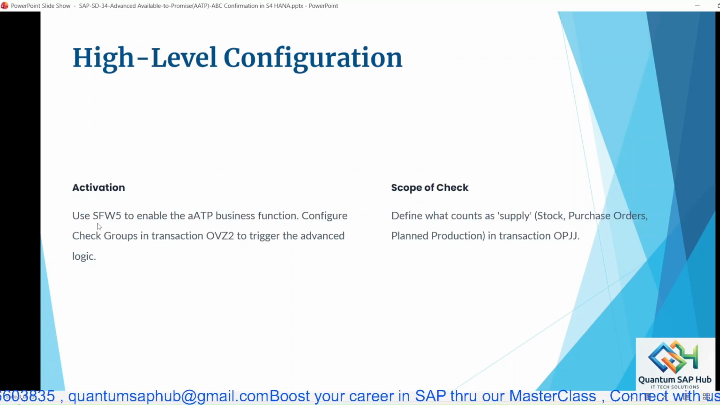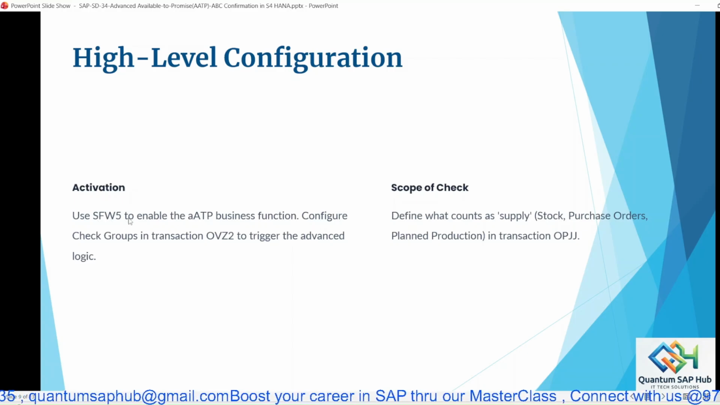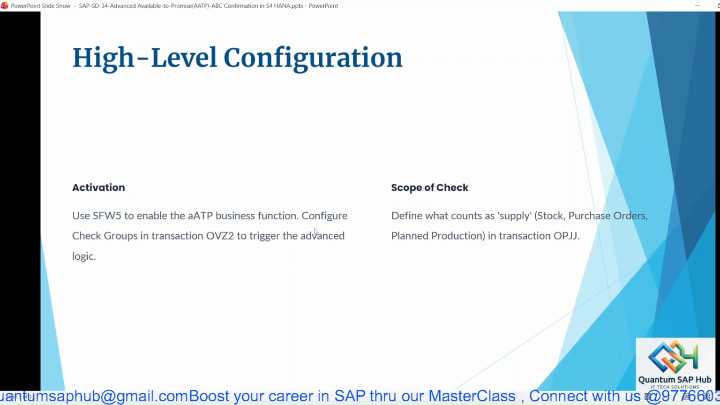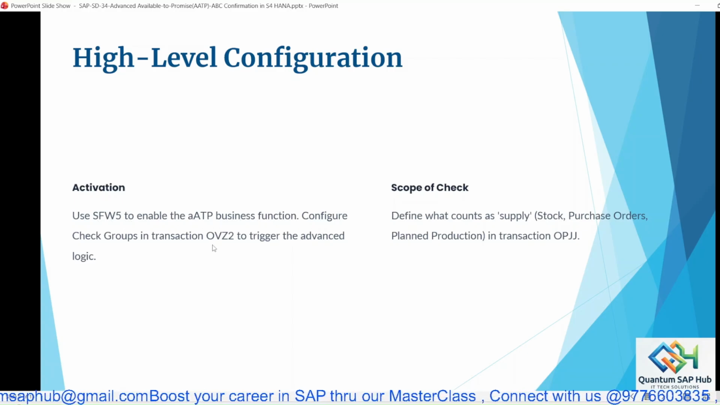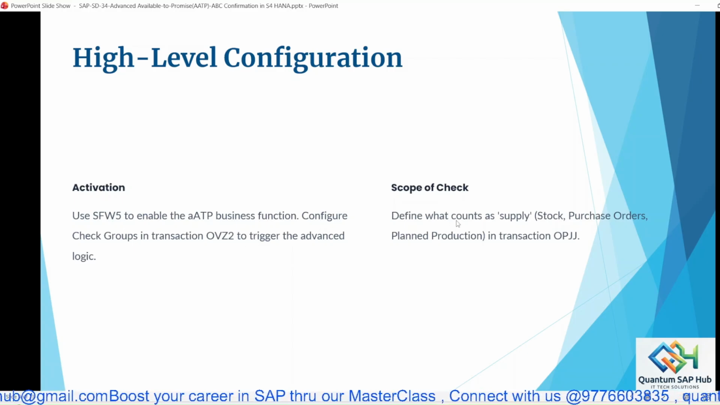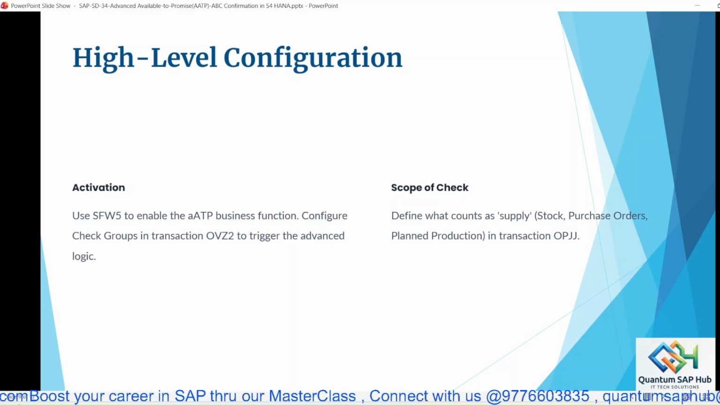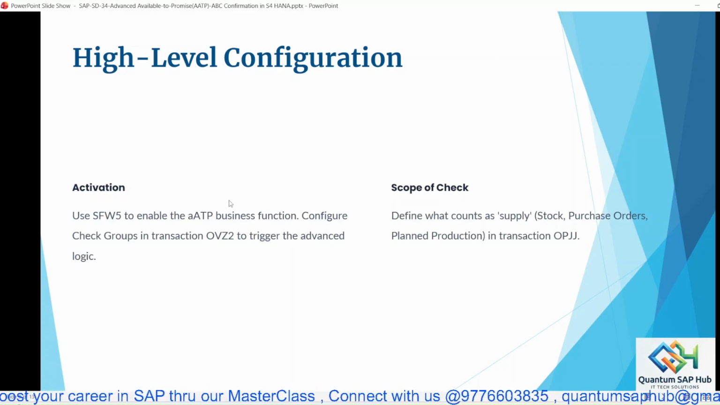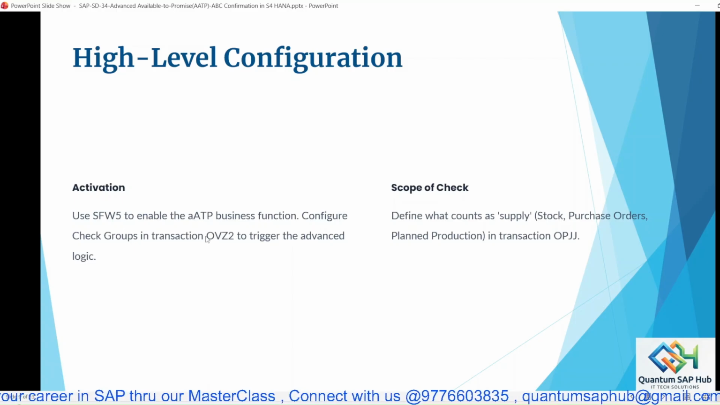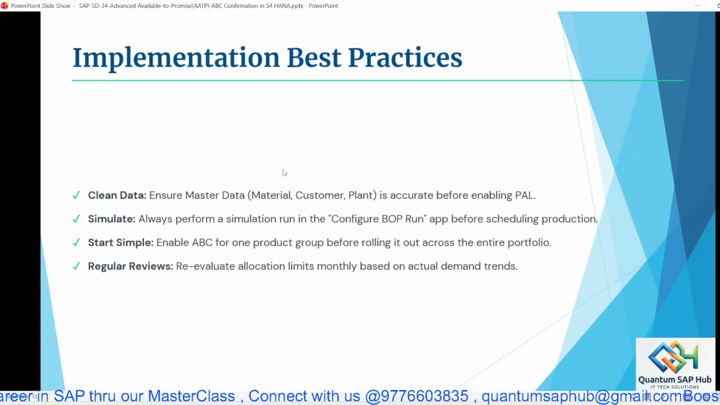For activation, you use SFW5 to activate the business function, and then you go to the checking group. The scope of check you have to just do, and here also you will trigger the advanced logic.